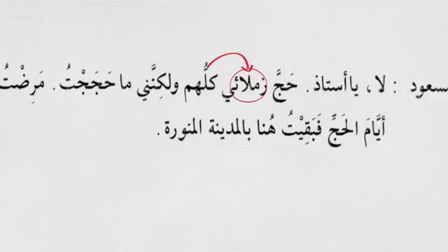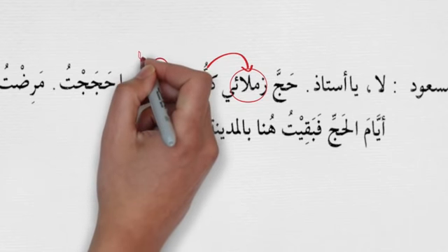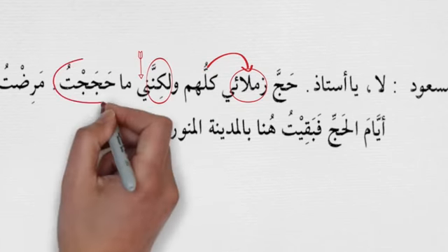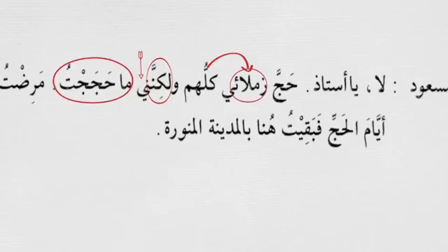Walakinnani. So lakinna, we know it is one of the sisters of inna. It will have ism and khabar. So we're looking at the ism, which is ya mutakallim here, which means I. But I did not perform Hajj. So that's the ism, and ma hajajtu is your khabar of lakinna. So ma is your particle of negation, and hajajtu means I performed Hajj. So I did not perform Hajj.